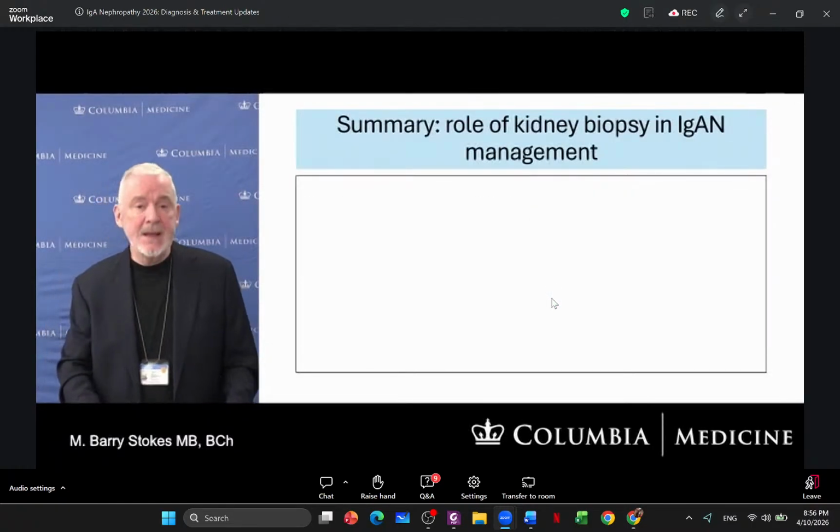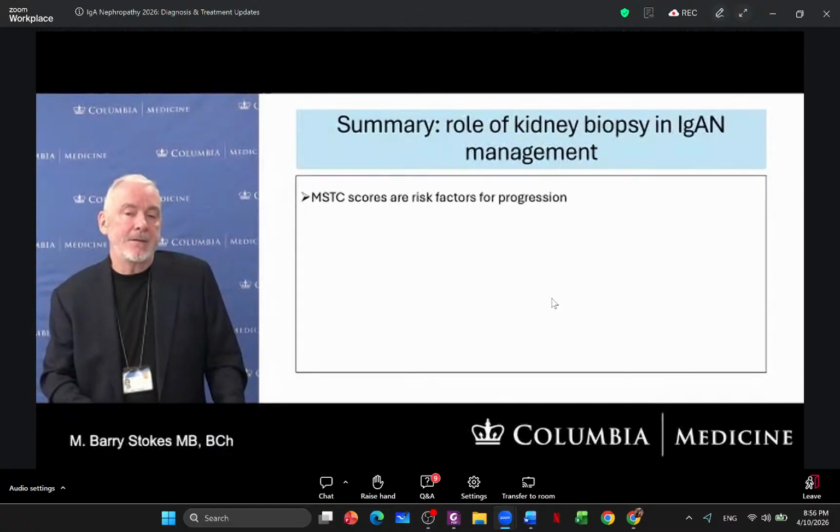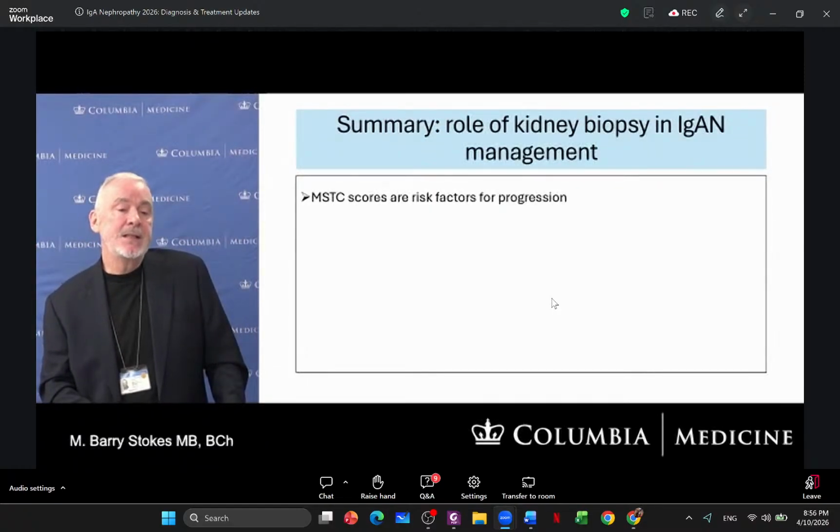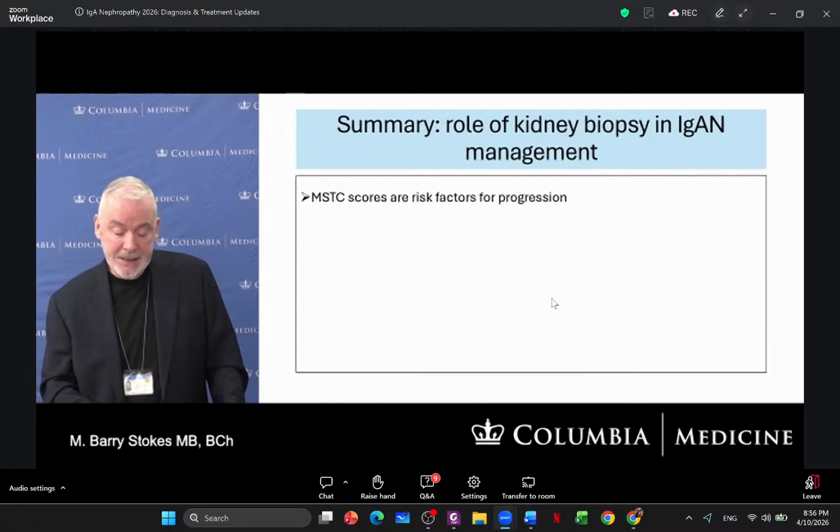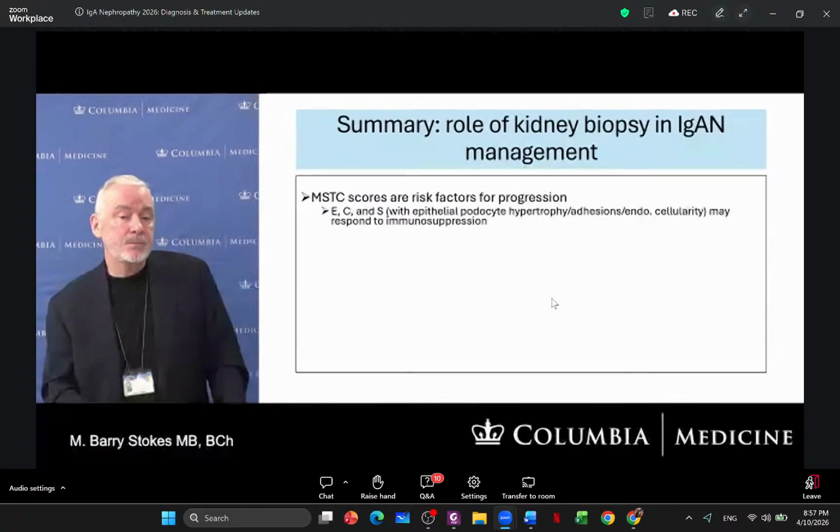So just to summarize, what is the role of kidney biopsy in IgA nephropathy management? The MEST-C scores are well recognized now as risk factors for progression, so they should be included in the pathology report. They have to be described. They should also be incorporated into the International IgA nephropathy prediction score to give an idea about how likely the patient is to develop worse outcomes.